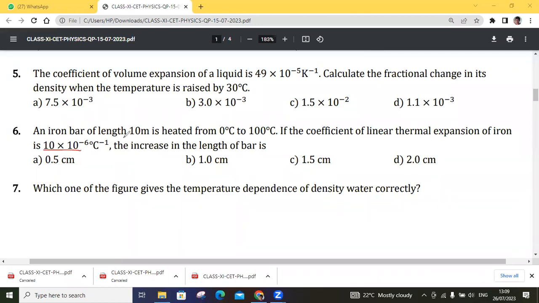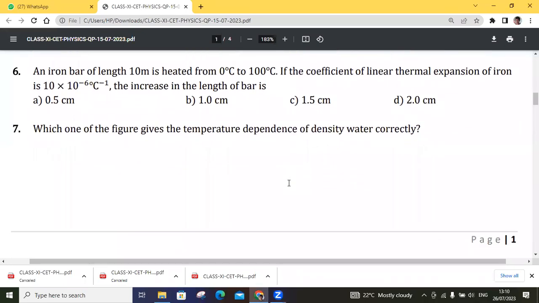So it is 10 power minus 5 alpha. L is 10, 10 power minus 5 into 10 is 10 power minus 4 into delta T is 100. 10 power minus 4 into 100 is 10 power minus 2, and all are in SI units, so meter. So this is 1 centimeter, right? Understood? Basically, I told alpha is equal to delta L by L delta T. So delta L is equal to L alpha delta T. Understood? Delta L is L alpha delta T. It was for 7th question.